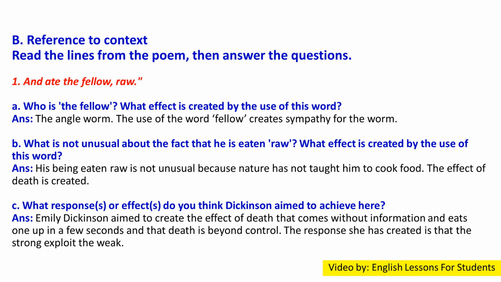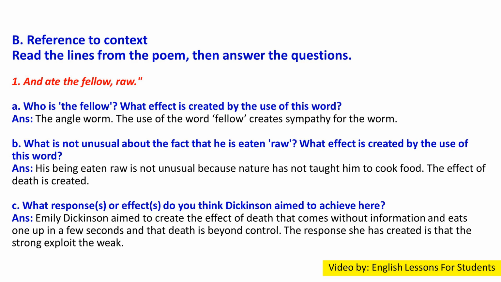B. What is not unusual about the fact that he is eaten raw? What effect is created by the use of this word? Answer. His being eaten raw is not unusual, because nature has not taught him to cook food. The effect of death is created. C. What response or effects do you think Dickinson aimed to achieve here?